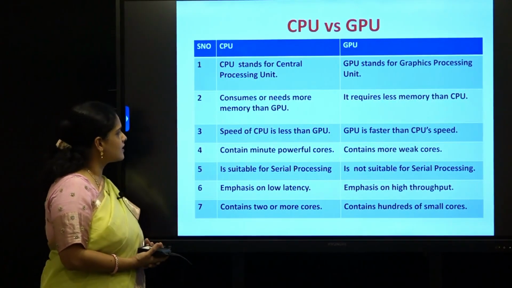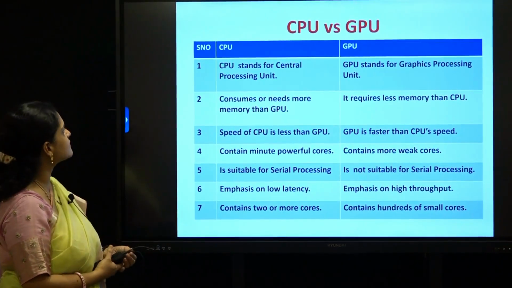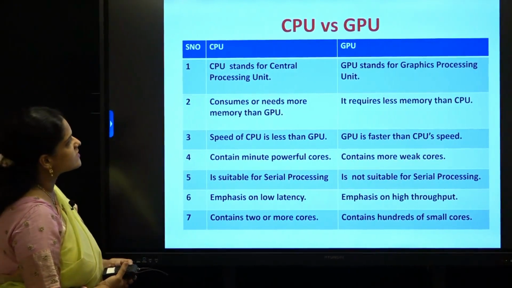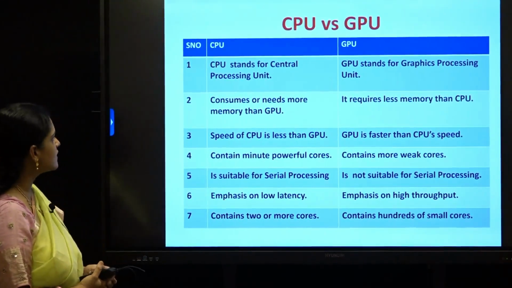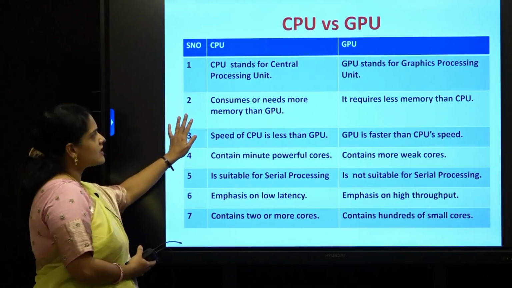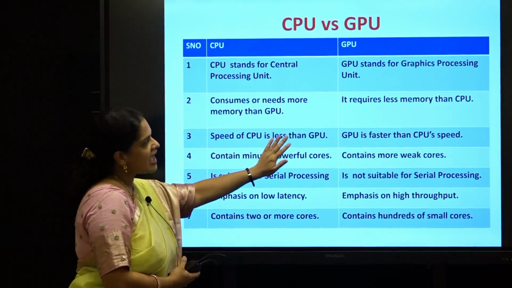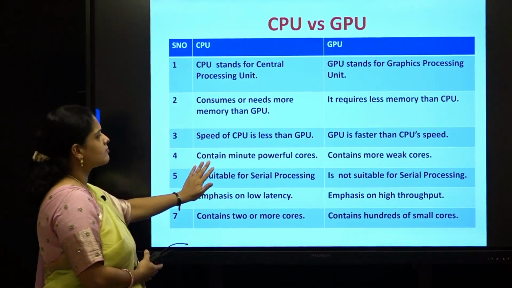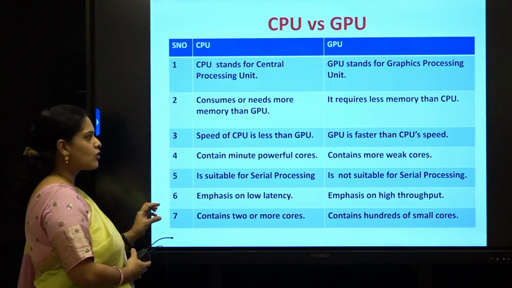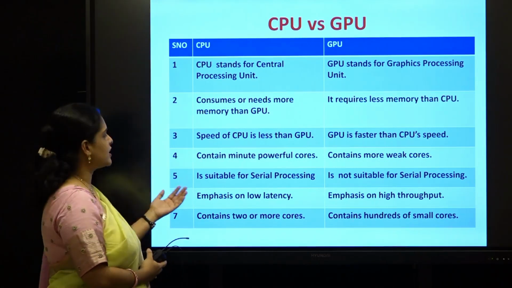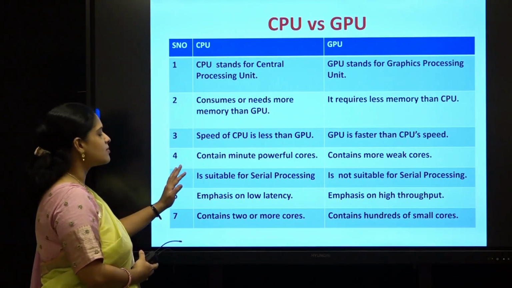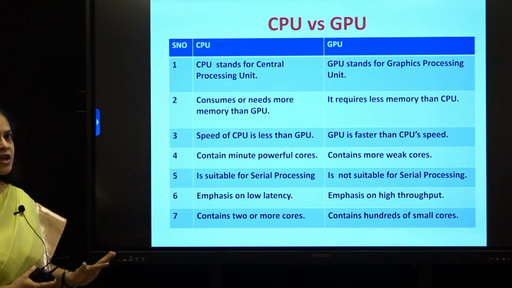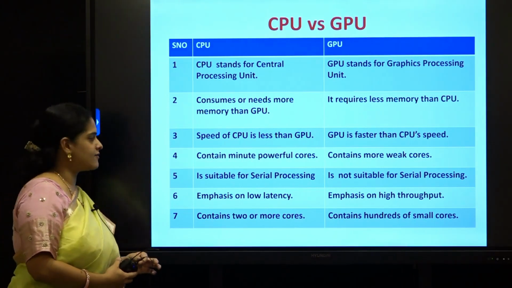So, this is a diagram which represents the differences between a CPU and a GPU. CPU stands for central processing unit, whereas GPU stands for graphics processing unit. A CPU needs more memory than a GPU, while GPUs have less memory. CPUs have a few powerful cores, but GPUs have very weak cores, though many more of them compared to CPUs. CPUs are suitable only for serial processing environments, whereas GPUs are not suitable for serial processing; they are mainly suitable for parallel processing environments.